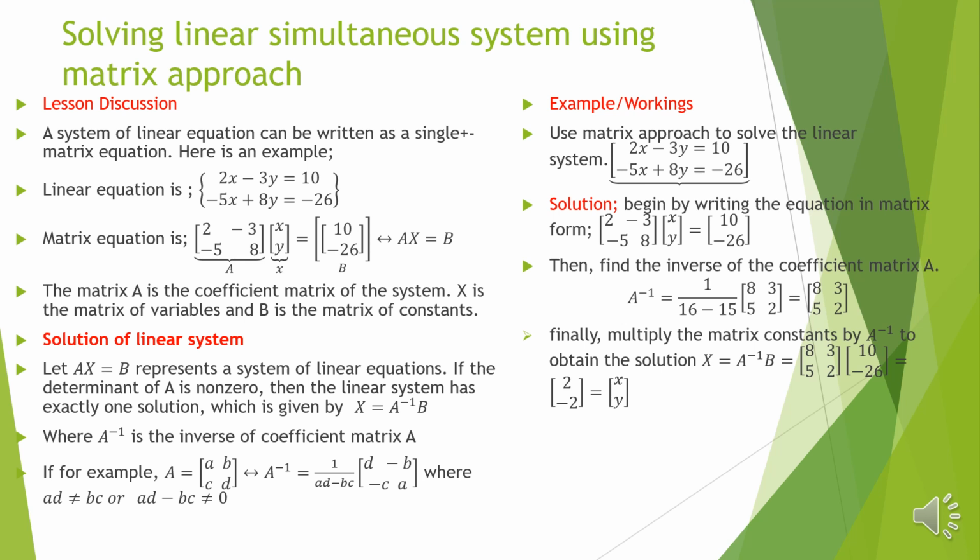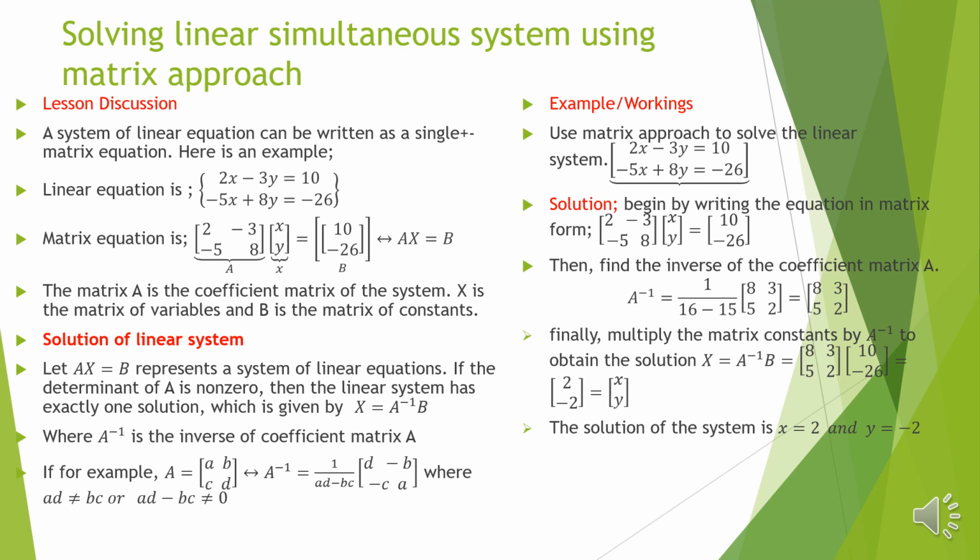Then we go to the second row, 5, 2, and 10, negative 26. So 5 times 10 is 50, and 2 times negative 26 is negative 52. So 50 minus 52, we get negative 2. So the product of the multiplication ends with 2, negative 2 equals x, y. Now the solution of the system therefore is x equals 2 and y equals negative 2.